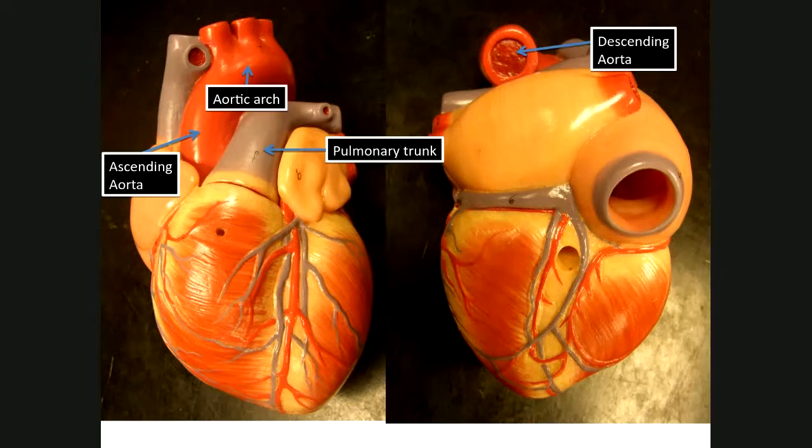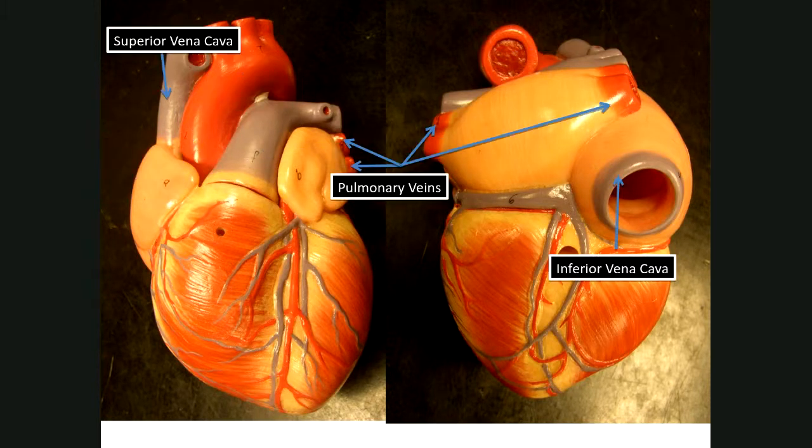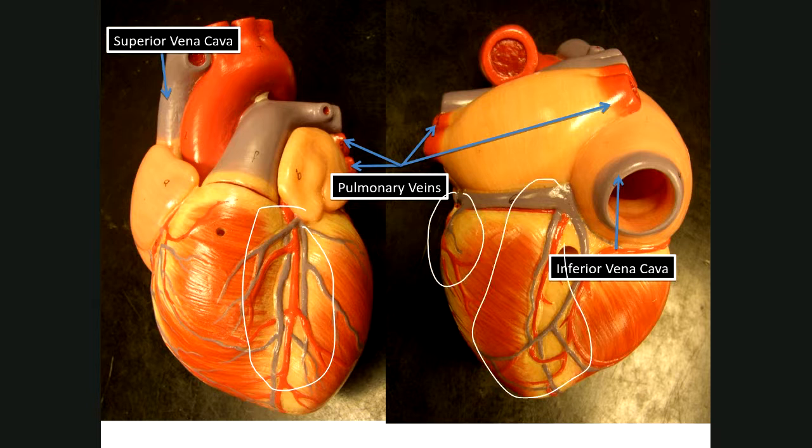Well, those are the great vessels of the heart. But there are also these smaller vessels on the heart. So if I look here, look, these are smaller. These are smaller. And they're going to the heart itself.